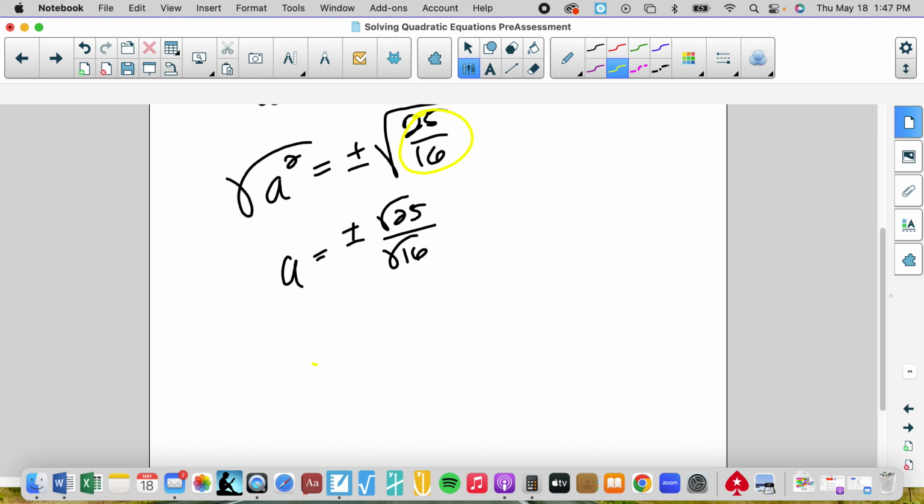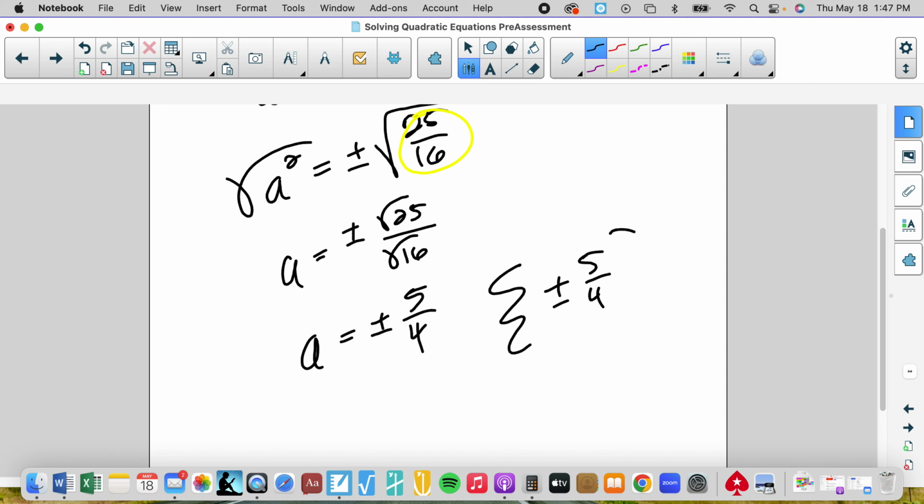So I don't want yellow. I want to go back. So we get a equals plus or minus square root of 25 is 5, square root of 16 is 4, and that is also reduced. That fraction cannot be simplified. Turning it into a mixed number is not simplifying. That's converting. And I don't need to convert. An improper fraction is okay.